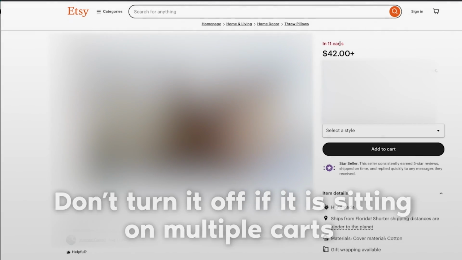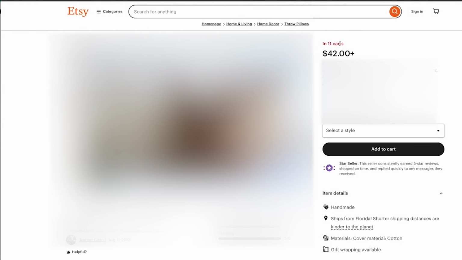If it only had maybe 1, 2, or 3 add to carts, I would turn it off because it's spending so much of my budget. But because there is a medium sign of momentum here, I probably would keep it on. And again, the exception here is because the listing is so young.